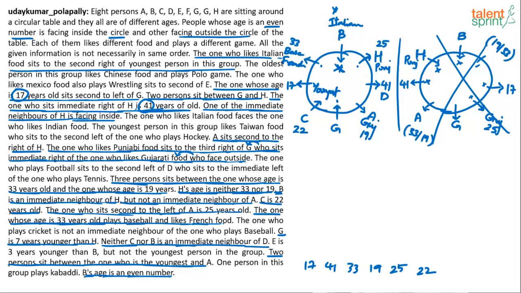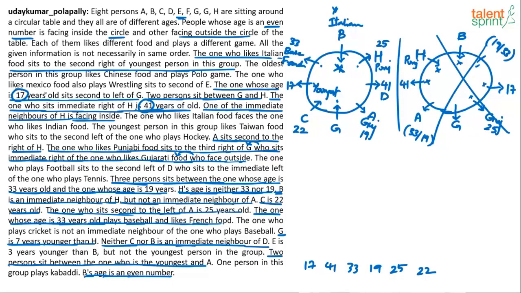By the way, have all the persons been marked here? We have got A, B, C, D, G and H. E and F are left out, right? So where would E and F come? E and F will take these two positions, right? The youngest person and the baseball person.